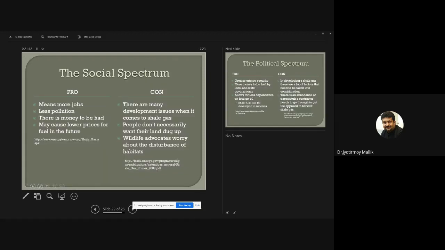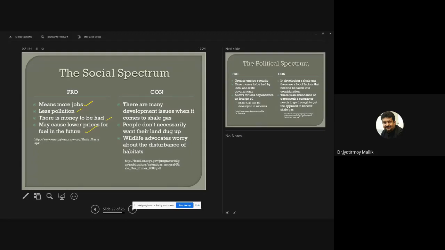So the social spectrum pros: it creates a lot of jobs, less pollution. There is money to be had. I mean, it's really good business. May cause lower prices for fuel in future. We talked about this. After the shale gas revolution in the US, of course, the gas price dropped drastically.